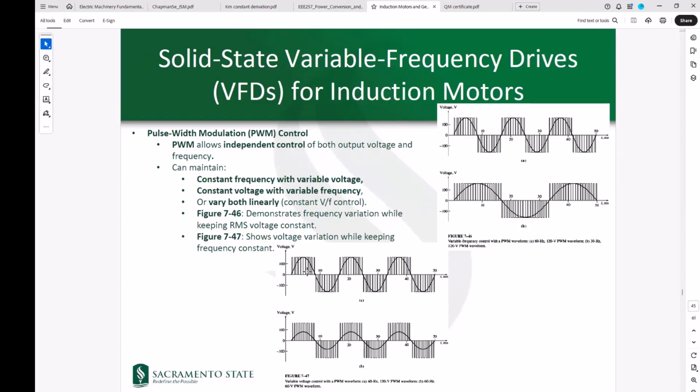But in both cases, you can see that all of these have been using the switchings. The switching is always happening between 0 and the positive value on the positive side, and between 0 and minus on the negative side. It is only the duration of these pulses that will make that fundamental voltage range over wide values of, for example, 60 volts all the way up to 120 volts. That's what we call PWM, or pulse width modulation.